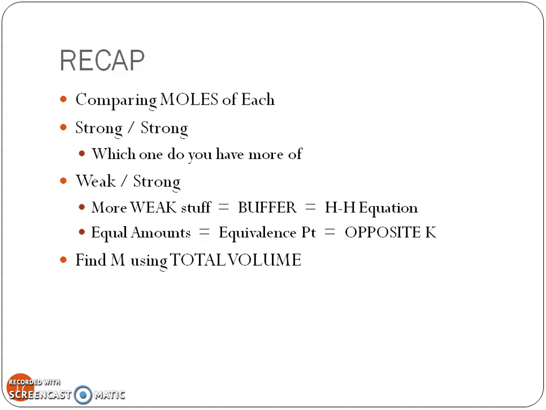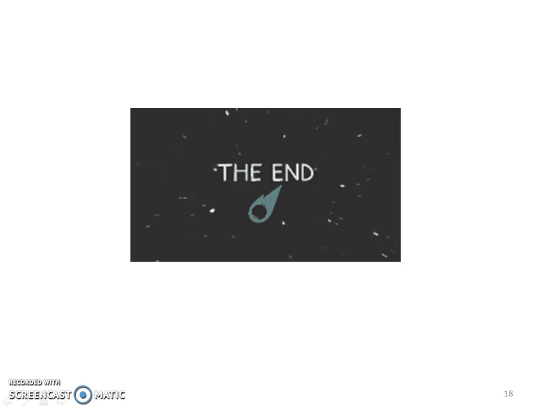Next, remember, moles stay the same, but molarity changes. So find the new molarity using the total volume. So hopefully that all makes sense. I think we're done with all of the titration information, all the titration curves. So hopefully you can do all of those types of problems between your titrations packet and the titration notes.